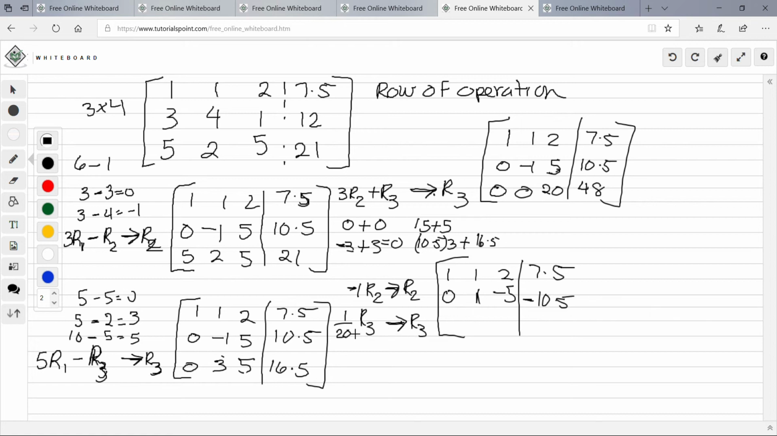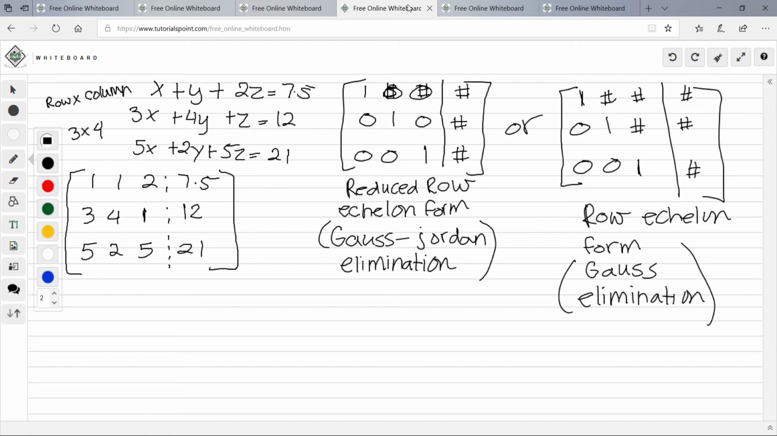And then row 3, we have to multiply everything by the scalar of 1/20. So this is still going to be 0, because 0 times 1/20 is 0. 0 times 1/20 is still 0. And then 20 times 1/20 is positive 1. And then 48 times 1/20 is 2.4. Good, we accomplished it. We've put it in row echelon form because we have a diagonal of positive 1 and then these as 0, 0, and 0.